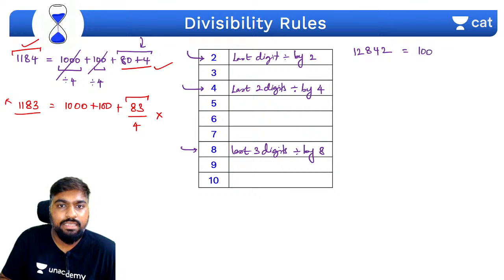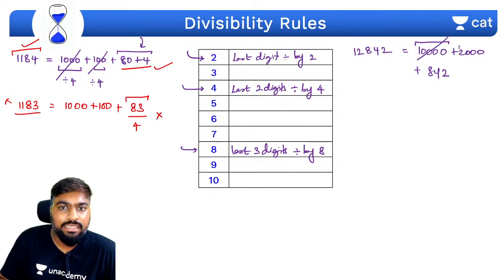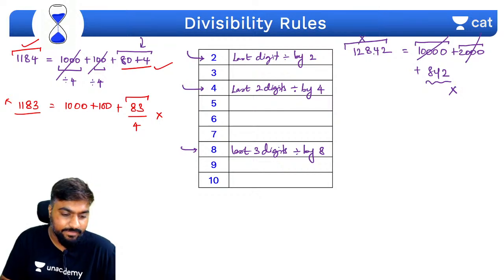12,842, I can write this as 10,000 plus 2,000 plus 842. Yes, 10,000 is divisible by 8, 1,250 times. 2,000 is divisible by 8, 250 times. Ultimately, what is left? Just this. Is 842 divisible by 8? No. 840 is, 848 is, 842 is not divisible by 8. Therefore, 12,842 is also not divisible by 8.